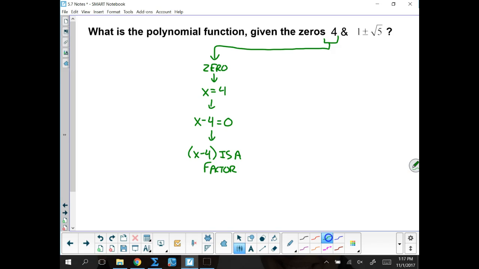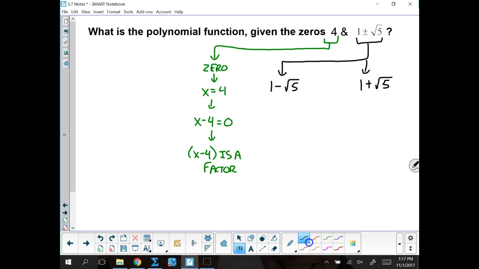Okay. How many zeros are in this one? There's 2 of them. What are they? 1 minus the square root of 5 and 1 plus the square root of 5. Agree with me on that? So first break those 2 out.